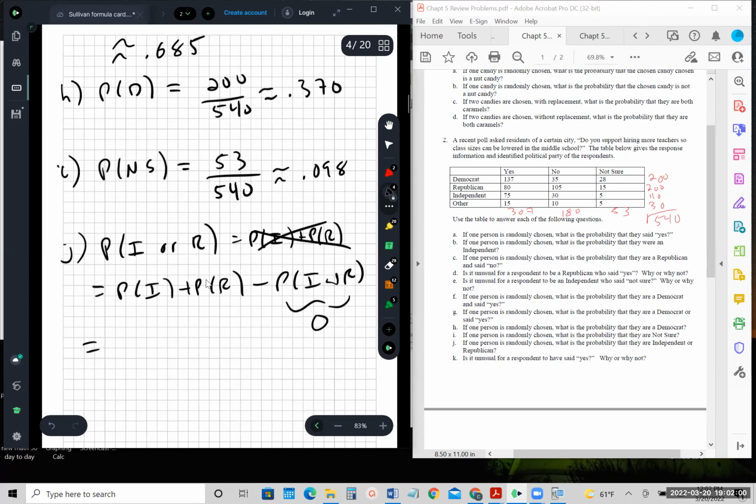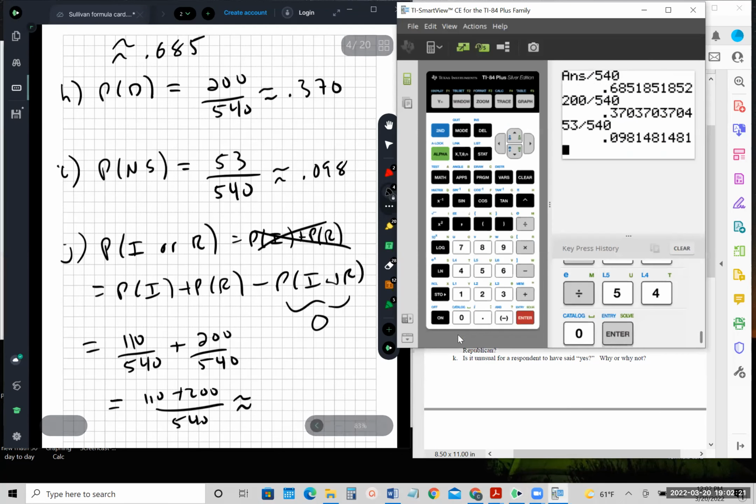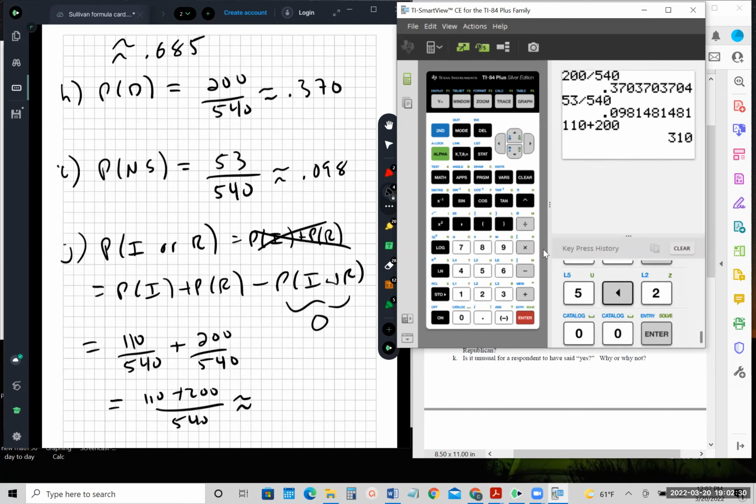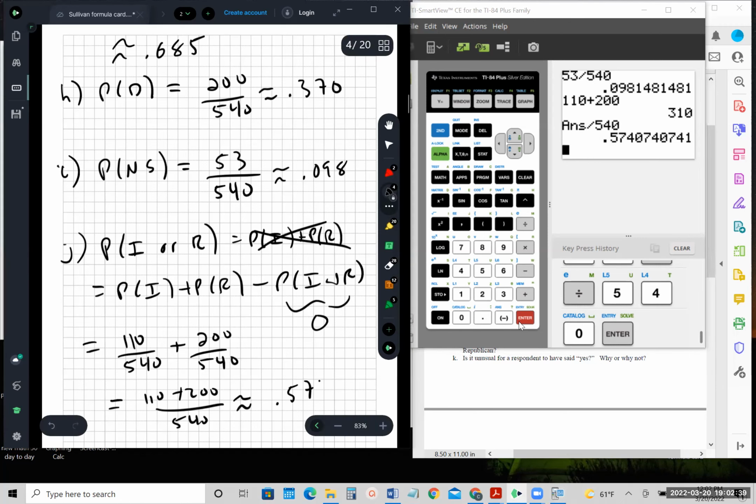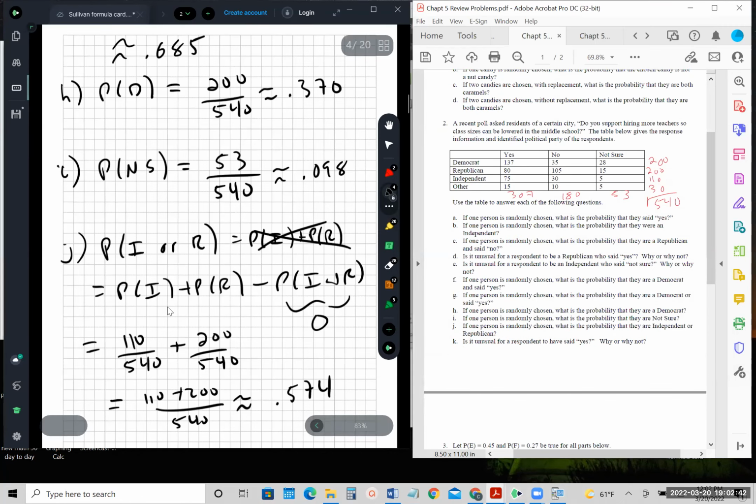So we would just get independent, which is 110 out of 540, plus Republican, which is 200 out of 540. So we could say that's 110 plus 200, all divided by 540. And that would be roughly, we go calculate it, 110 plus 200, so 310 divided by 540. And I get 0.7574. Okay. That would be J.